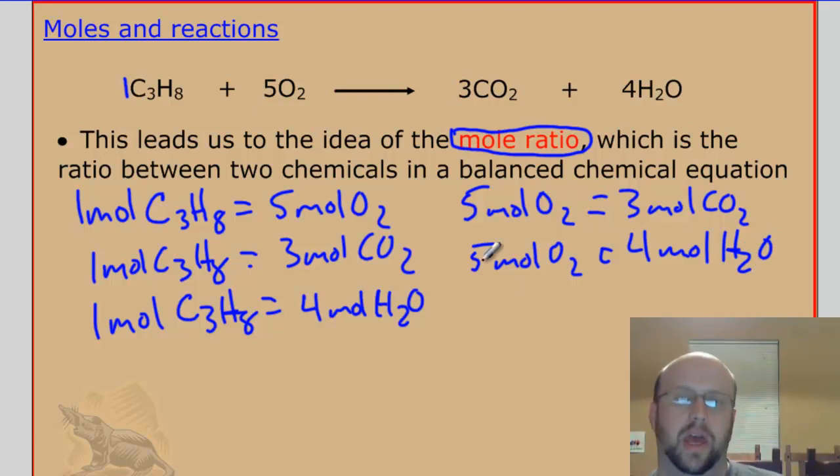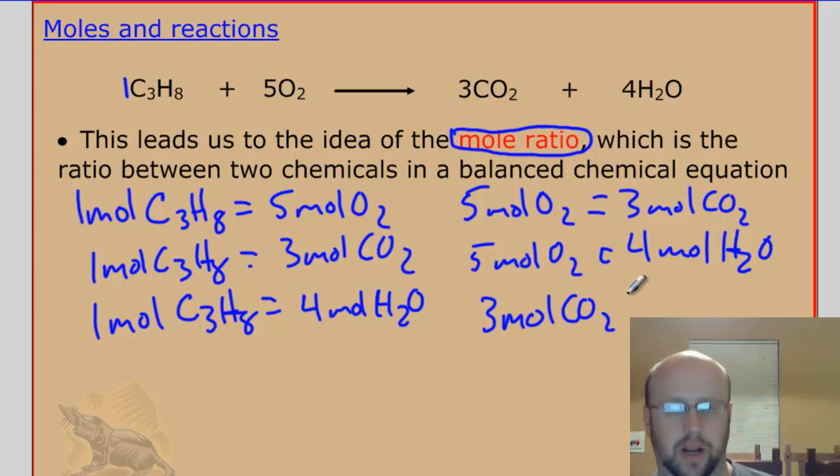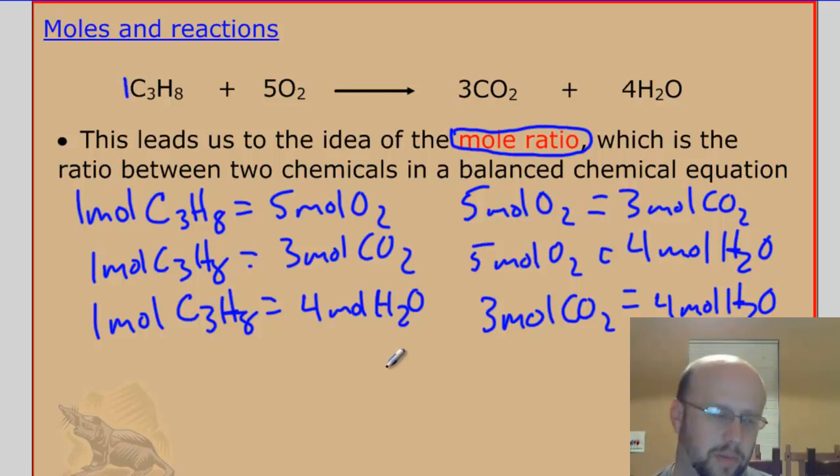And I could also say it could both be the two products. I don't have to have reactants in there every time I do this. So 3 moles of CO2 is equal to 4 moles of water. And those are the 6 mole ratios that I could get from this specific problem. Now the good news is you're not going to have to write out all this stuff for every equation. For every equation, you find the one that you need and you plug that one into the formula.